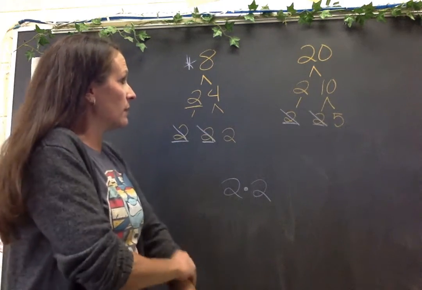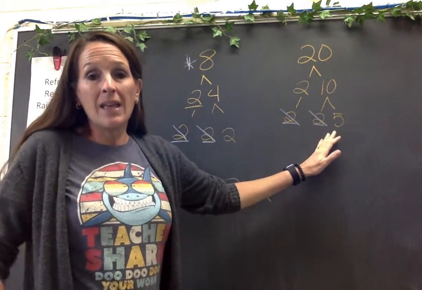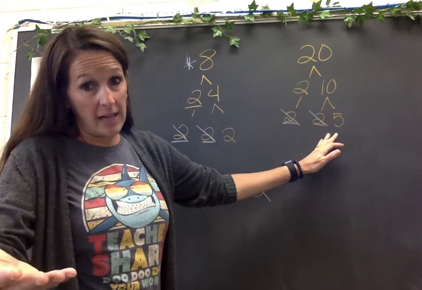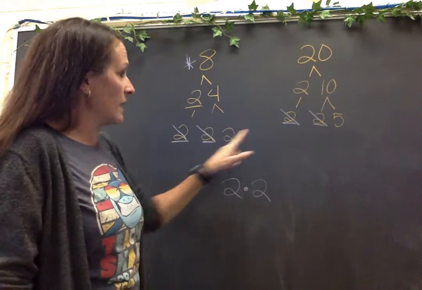You can see we've already made a factor tree for 8. We've already made a factor tree for 20. The next step is to find the greatest common factor, and we've already done that. They have 2 2's in common.